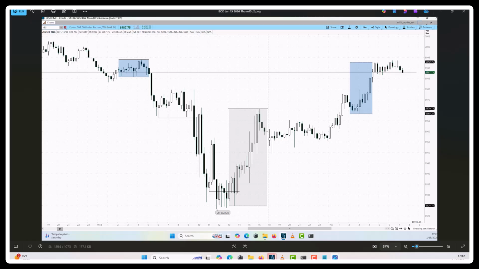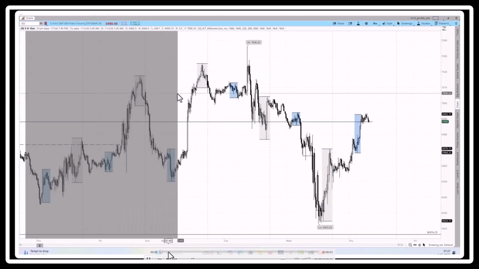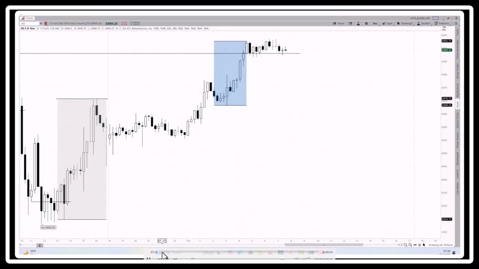Alright, now let's watch the tabs right here. Then here's the Thursday. That's how it opened, right? It reclaimed that level on a high time frame right there. We're gonna see how it's laid out.